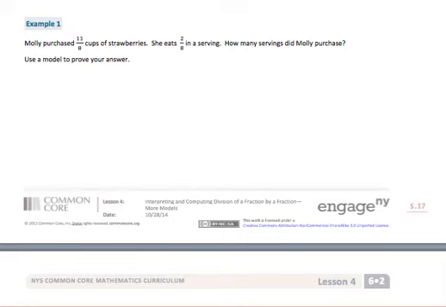As we move along in our study of dividing fractions, we are starting to work with more word problems because we need to be able to set the problem up, not just solve it. So in example 1, Molly purchased 11/8 cups of strawberries, and she eats 2/8 in a serving. We want to know how many servings did Molly purchase. So we're asked again to use a model to prove our answer, and we'll need to start off by representing 11/8.